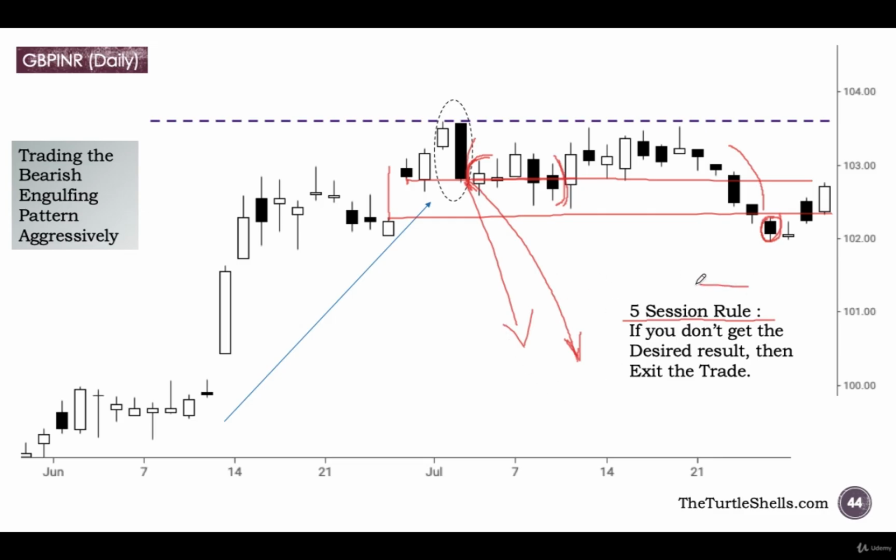So remember the 5-session rule. If you don't get your desired result, or if the price doesn't move in your direction within 5 sessions, then it's probably not worth remaining in that trade. And this is an aggressive trading strategy because you are not waiting for any prior confirmation of resistance, okay?